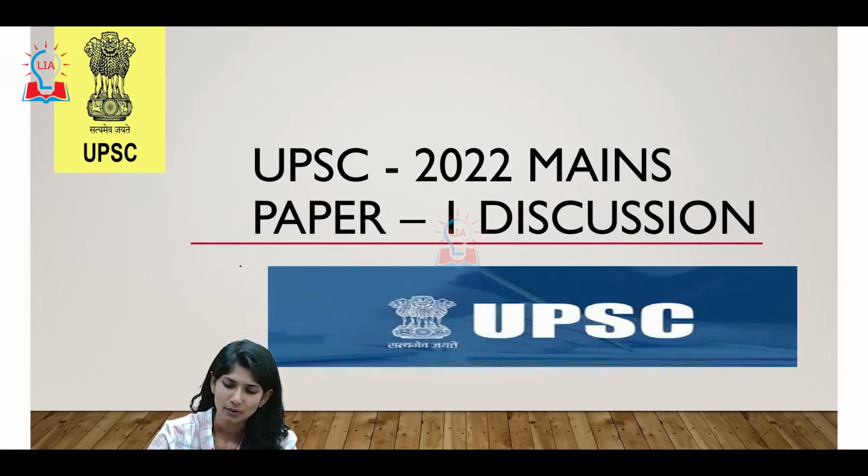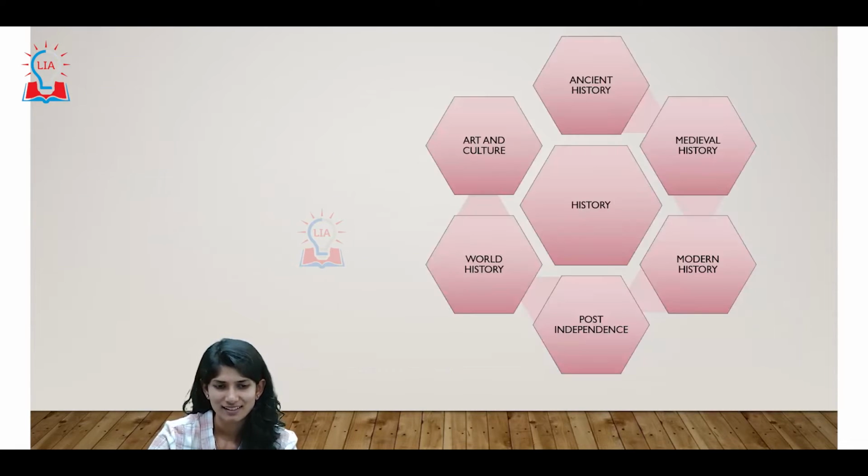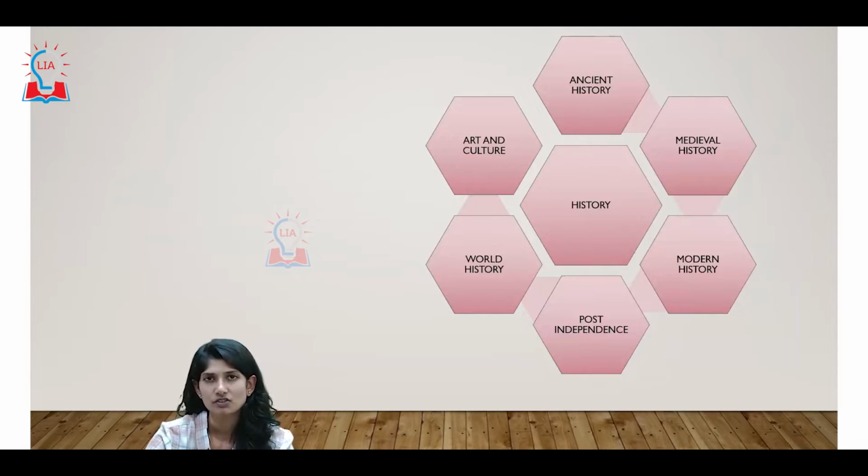Here we will be discussing a strategy on how the questions have been asked, which sections they have focused on, what the questions are and how to approach them. Generally, whatever they ask in the history part of Paper 1 comes from particular sections: ancient history, medieval history, world history, modern history, post-independence and then art and culture.